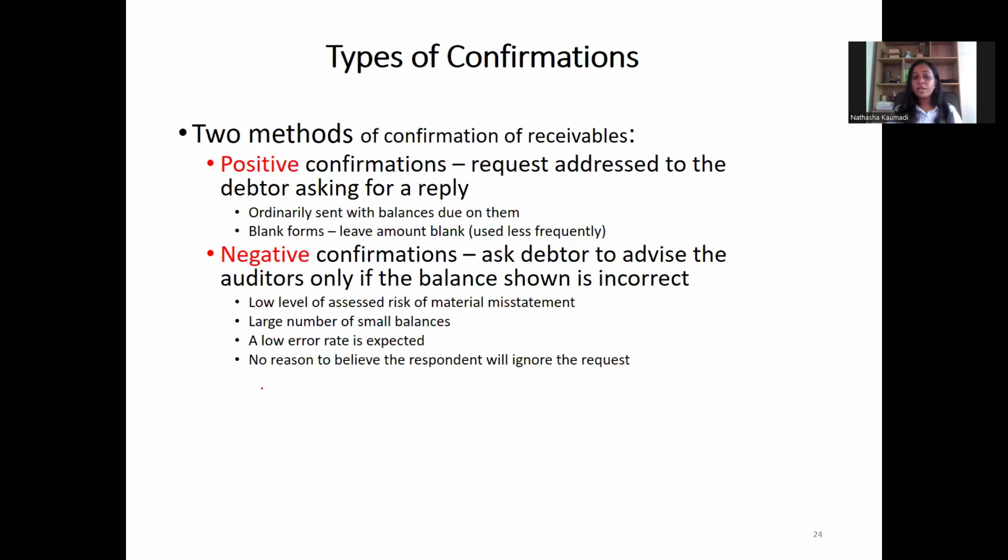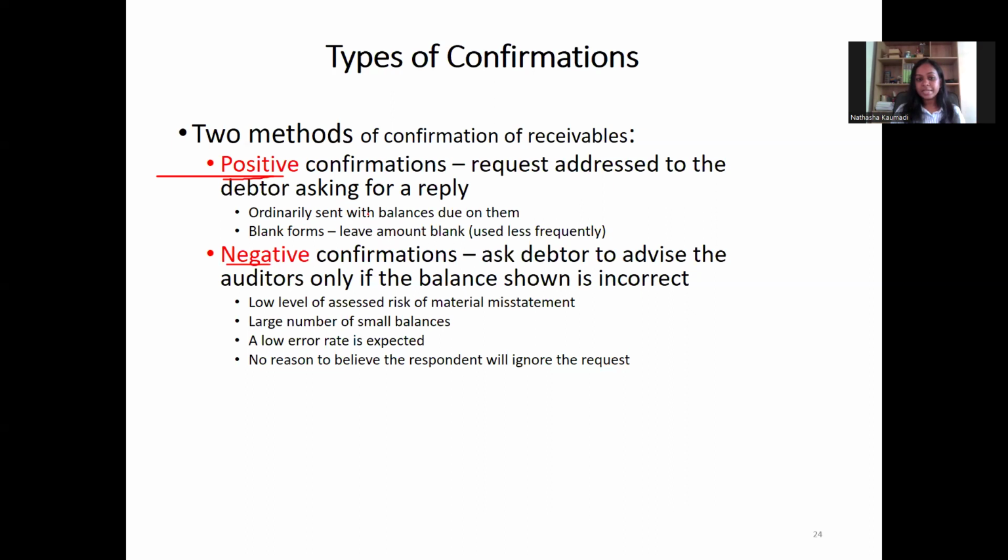Right. Now there are two types of confirmations, right? There are two methods of confirmations. Positive confirmations and negative confirmation. What do you mean by positive confirmation? Request addressed to the debtor asking for a reply. Positive confirmation means the difference in the content is in the request letter, we are writing, please reply us with the correct value. That means we are expecting a reply from the debtor.